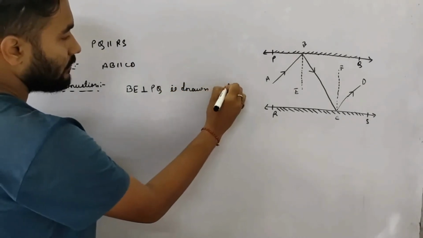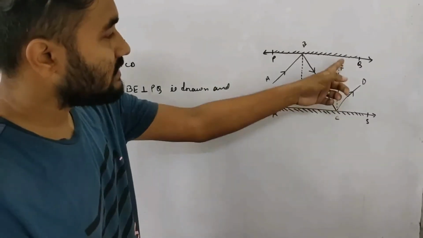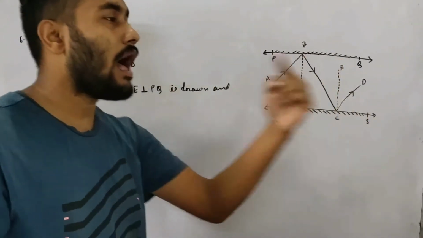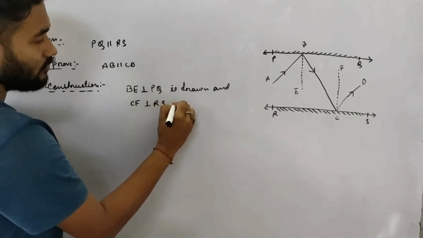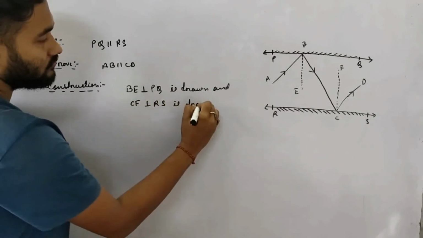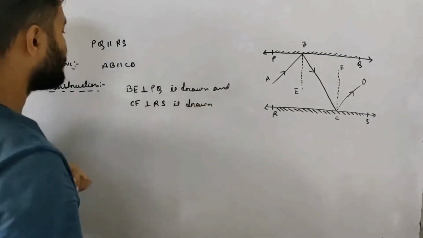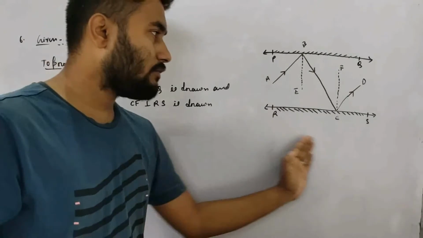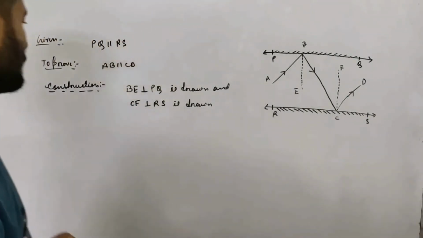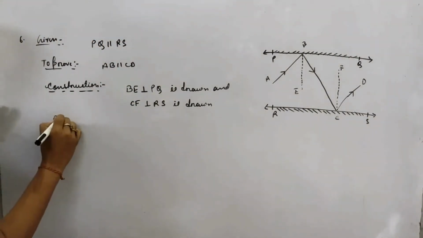and similarly, CF perpendicular to RS is drawn. BE perpendicular to PQ is drawn. CF perpendicular to RS is drawn. Okay, done. Now we will start the proof.